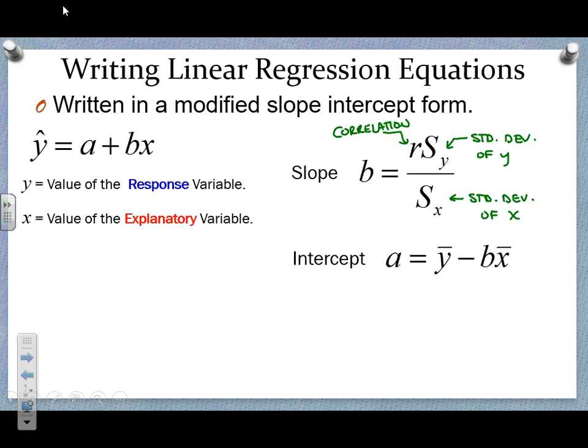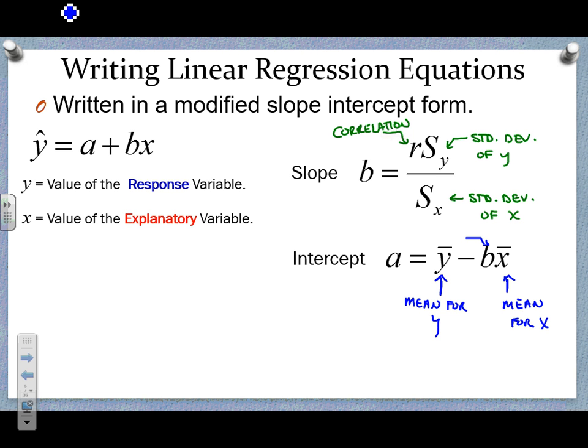So when we want to calculate our intercept, we have this formula. What does y bar represent? The mean for y. And x bar would be the mean for x. What is b? That's the slope that I would have just calculated.